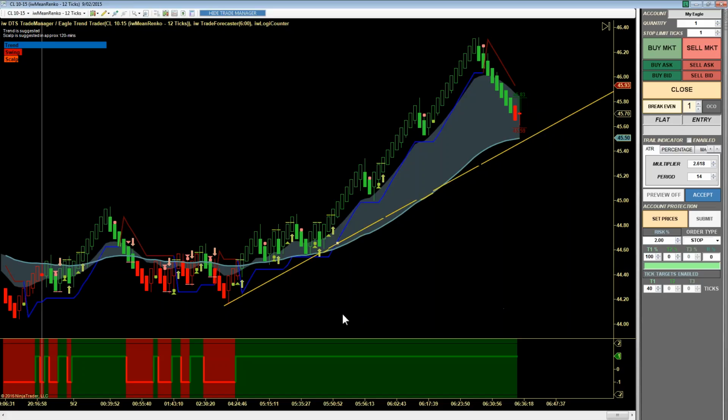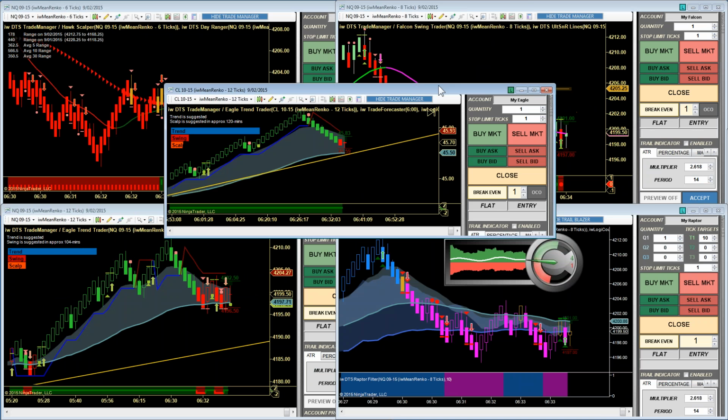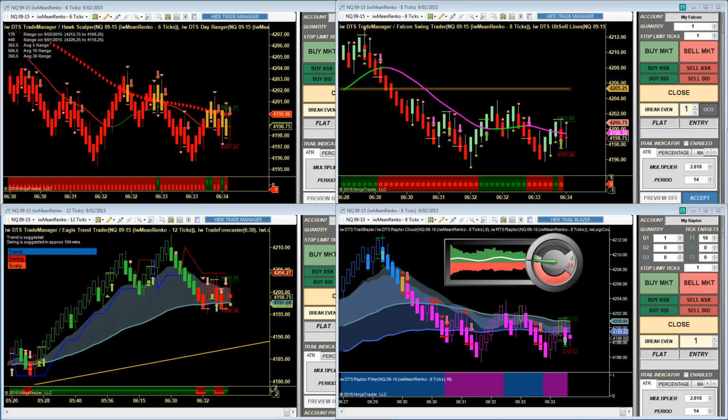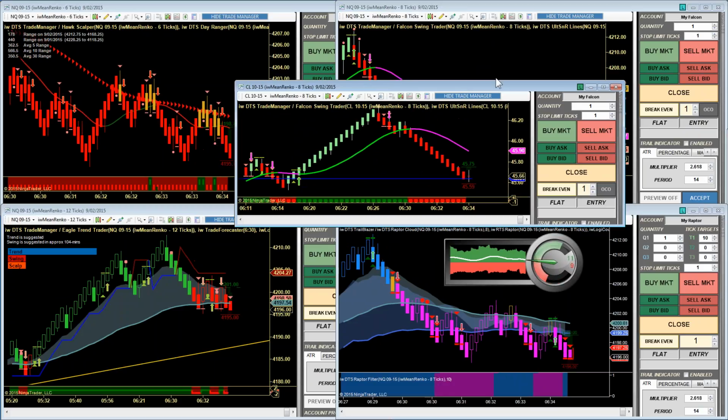There we go. That's probably a little bit more accurate trend line. So right now, crude oil falling off, I would suspect is going to find support somewhere around 45.50. Perhaps come in with a little bit of a buy signal, perhaps another red bar buy. We'll take a look here at crude on the Falcon. That's the Falcon Swing Trader. That's this one right here.